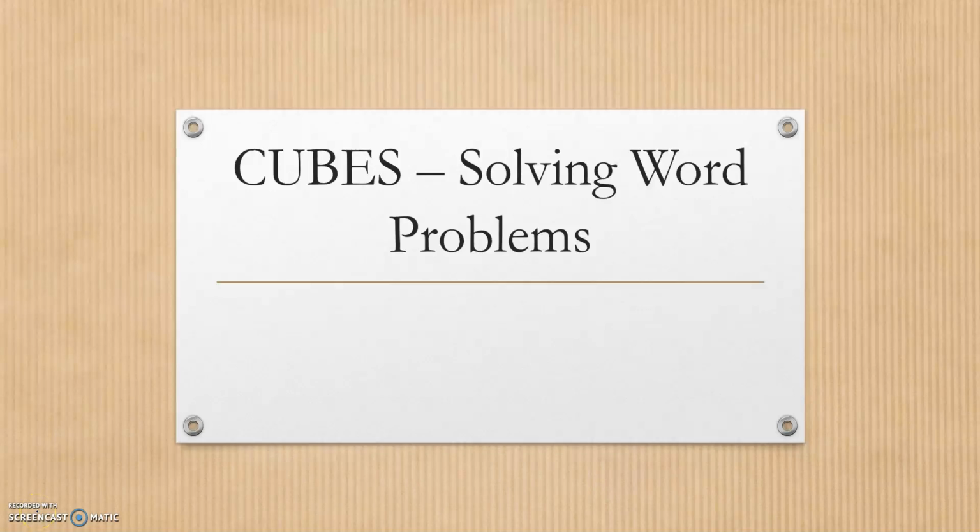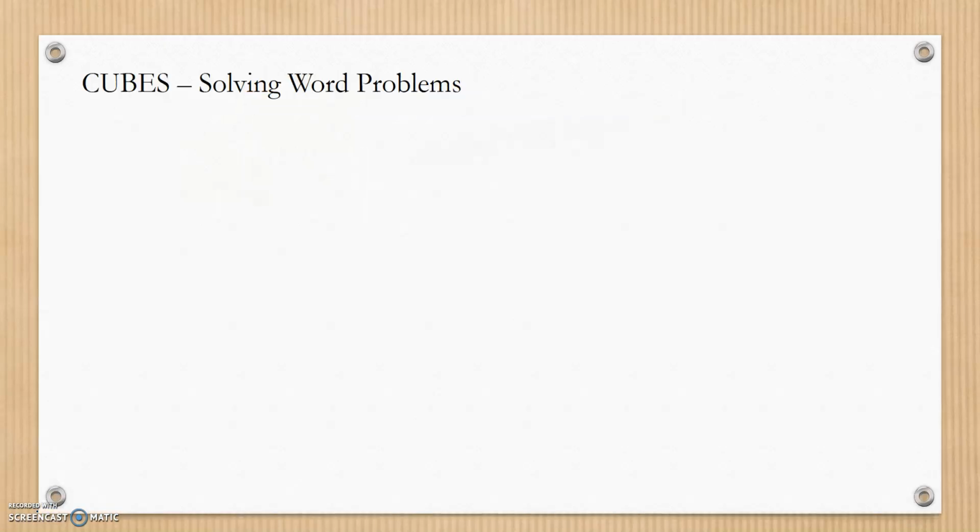So now that we've talked about all the different strategies of how to solve addition and subtraction problems, we're going to talk about how we can use those addition and subtraction strategies to solve word problems. One of the hardest things with word problems is figuring out what it's asking me to do. So we're going to use a little strategy today to help us out with that. And it's called CUBES.